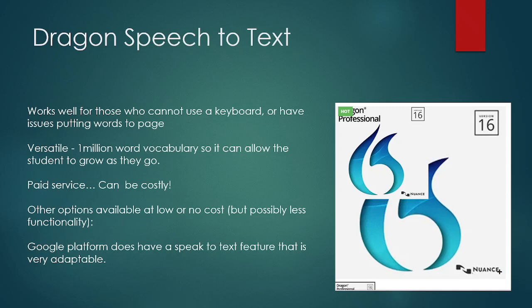The detractor is that it's a paid service, and it can be costly, $350 or more. There are other options available at low cost or sometimes no cost. And there's often, but not always, less functionality with these services. But one of the most popular ones is part of the Google platform, and it does have a speech to text feature that's also very adaptable. And it works well in emails too. For instance, I have a professor I work with who cannot type at all because of physical disability, and he uses this function all the time to create emails and communicate.